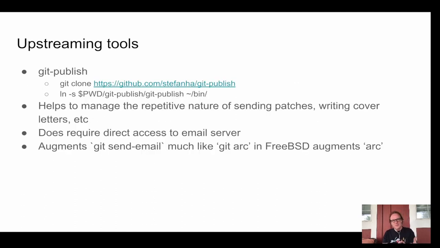One of the tools to do this: if you are familiar with email, you know that having a 20 or a 30 or a 40 patch queue that you send out is a little bit difficult to manage. So there's something called git publish that I highly recommend if you're doing any of this sort of work at all. It helps to manage the repetitive nature of sending the patches to the mailing list, with the same cover letter that you update for each version to include the different changes that you've made since the last version and so forth. In a lot of ways, this augments git send-email in much the same way that git arc augments Phabricator and arc in FreeBSD, and gives tighter integration, making it easier to do this process.